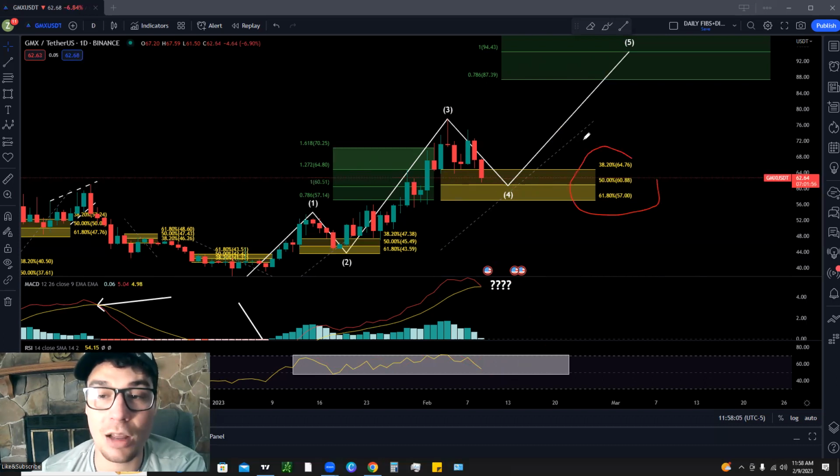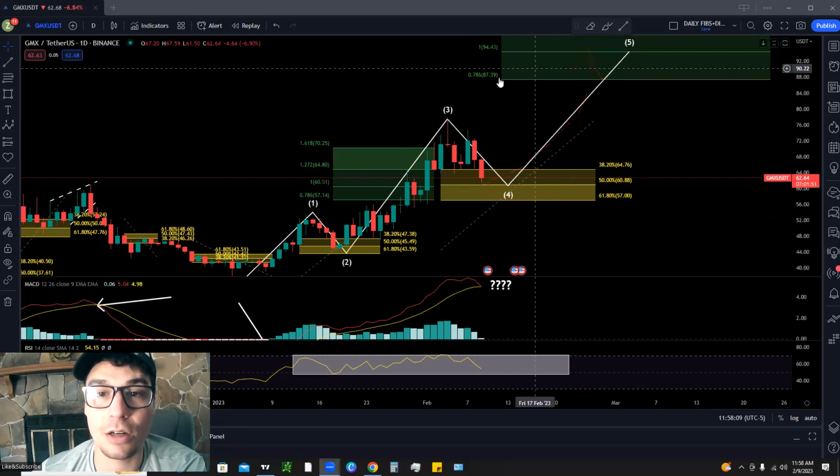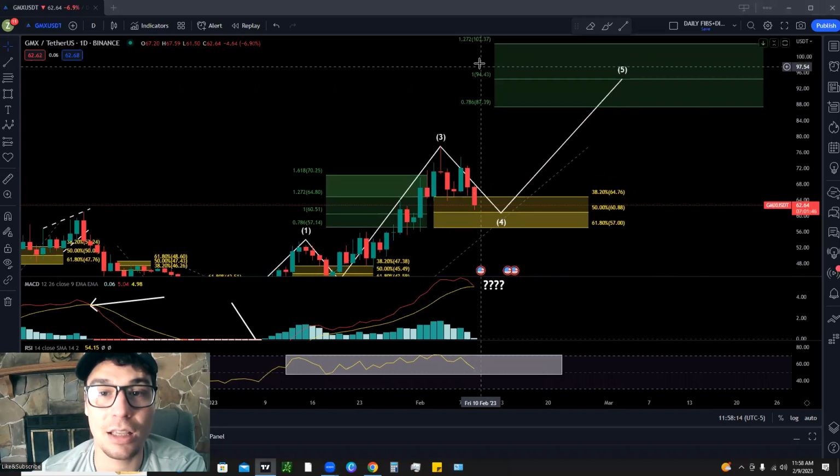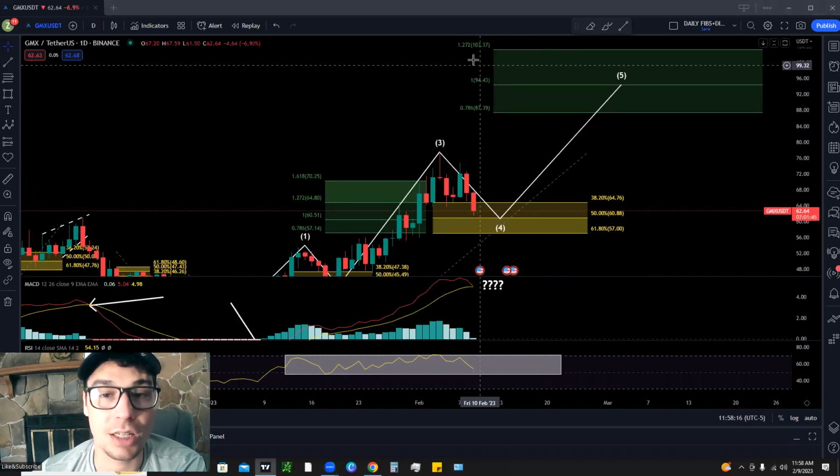But if we do a good job of holding support at these levels and pushing up higher, again, our bullish price targets are going to be about 87.39, 94.43, and potentially even 103.37 if we push even higher.